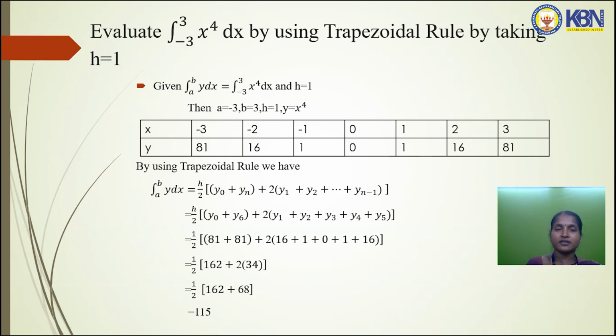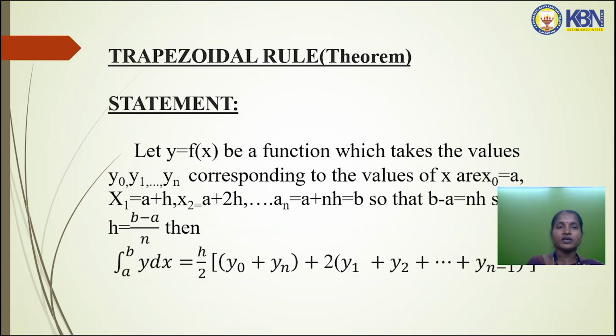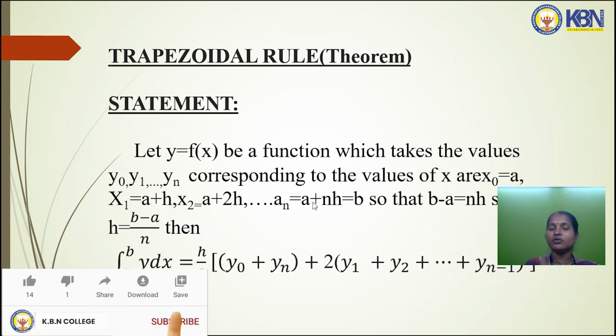Okay, next we can go to how we can form the trapezoidal rule theorem. First we discuss the statement. Let y is equal to f of x be a function which takes the corresponding values y0, y1, y2 and so on up to yn, corresponding to the values of x: x0 is equal to a, x1 is equal to a plus h, x2 is equal to a plus 2h, and so on, xn is equal to a plus nh, and the last value we treat as b, so that b minus a is equal to nh and h is equal to (b minus a) by n.